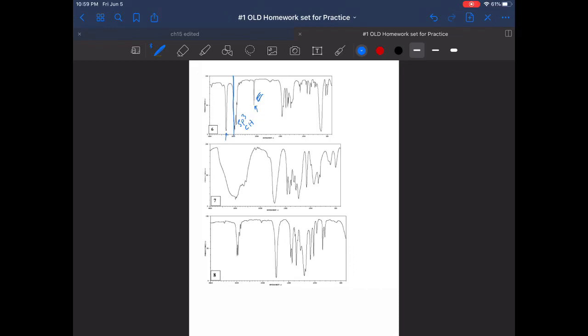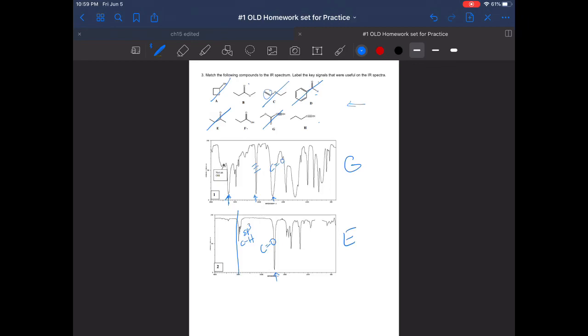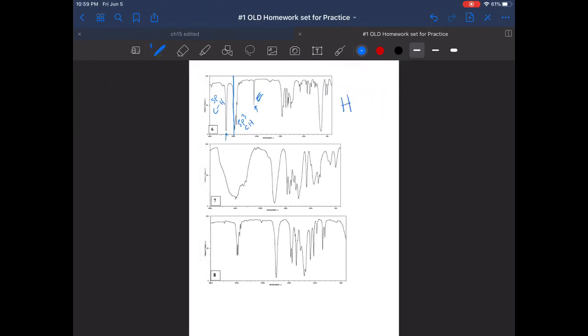So if you have a triple bond and you have this peak, right, that's how you know you have an sp CH, a hydrogen on a triple bond. There are no sp2 CHs. There's no carbonyl. So even if you hadn't already gotten G, you should have been able to tell that this was H because there's no carbonyl, right? It can't be G because G would have that peak at around 1,700. So this is H.